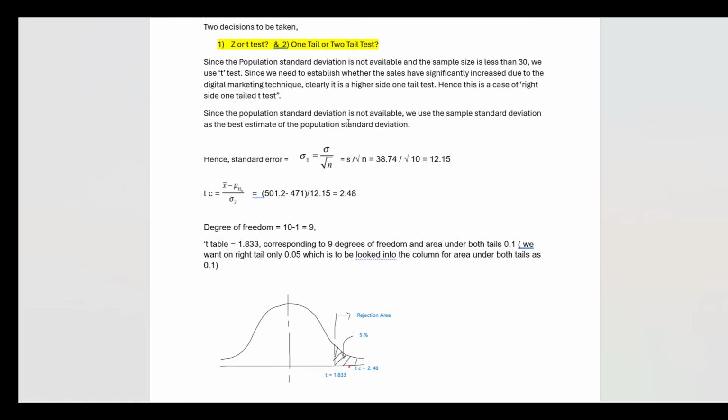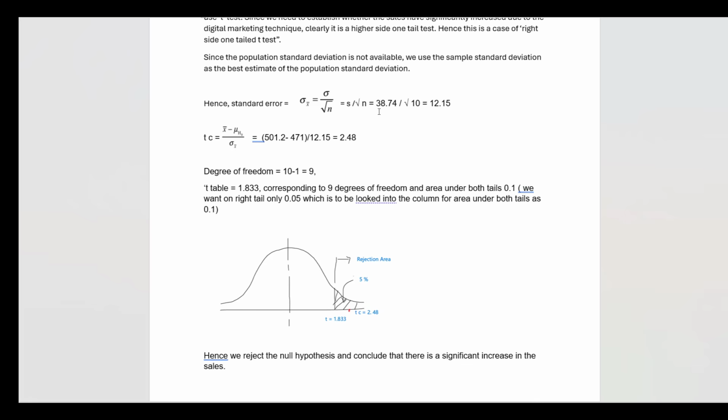So we will follow the same process. Sigma x bar we will calculate, but here we are going to use the sample standard deviation, as population standard deviation is not available. Sample standard deviation is our best estimate for population standard deviation. So use this and we'll get sigma x bar, the standard error, as 12.15. So T calculated. Now we are going to use T table here. So T calculated is x bar minus mu H0 upon sigma x bar, and you substitute and you will get 2.48.